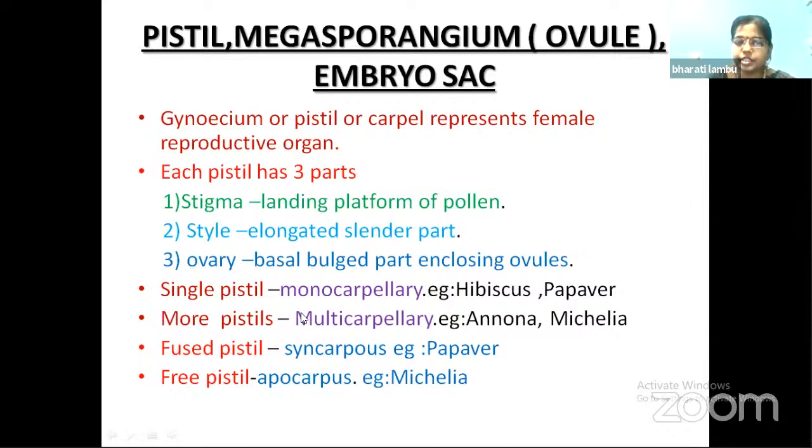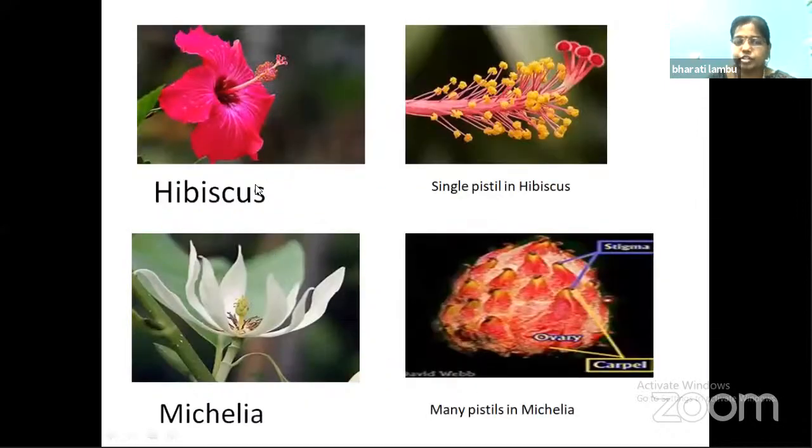So single pistil, monocarpellary, example hibiscus, papaver. More pistils, multicarpellary, annona, michelia. Fused pistil, syncarpous, example papaver. Free pistil, apocarpous, example michelia. So see the pictures now, you can easily understand.